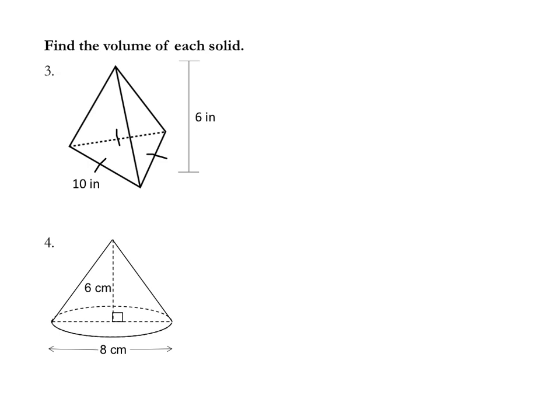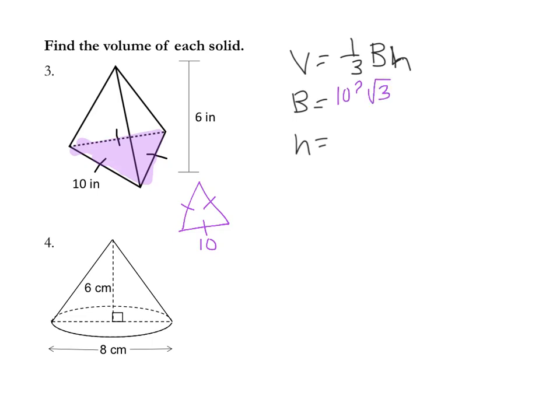Alright, number 3 is also a pyramid, so we're still doing 1/3 big B times h. And I need to know big B and I need to know h. The part that makes this different is that this base is now a triangle. So that's what I need to find big B of. It's this triangle, and it happens to be an equilateral triangle. So I'm going to do 10 squared radical 3 over 4. It's going to be 100 divided by 4 is 25 radical 3.